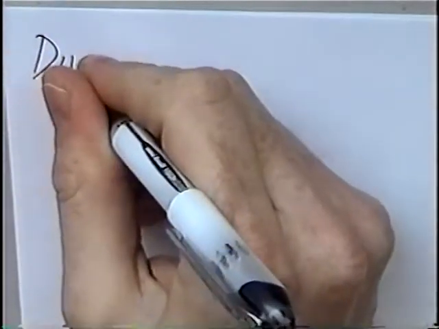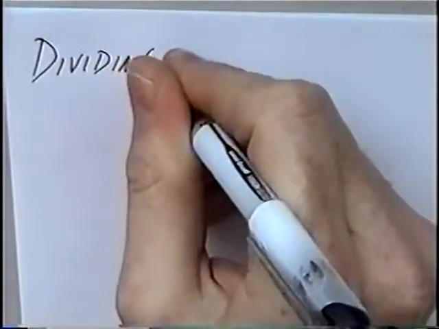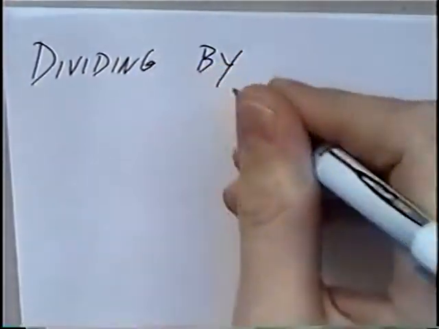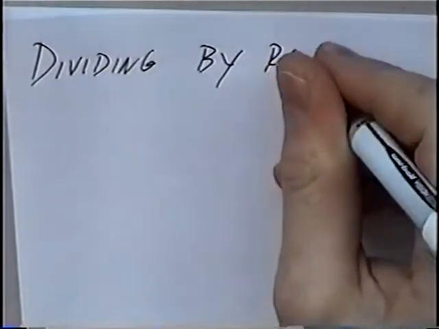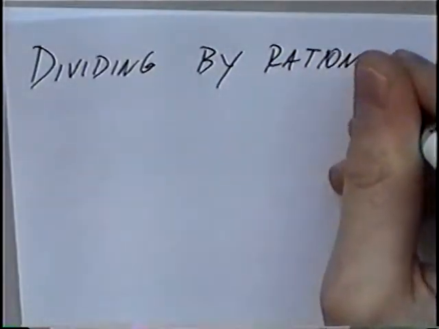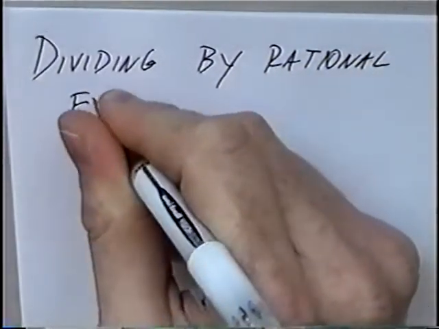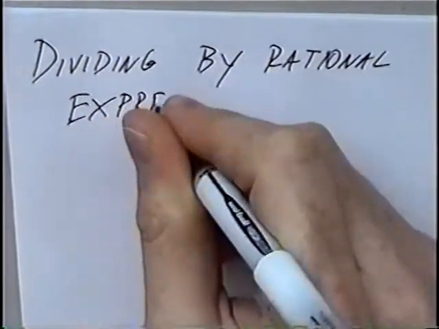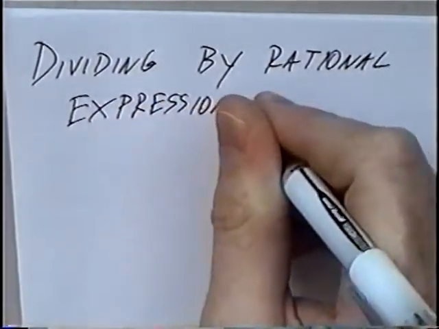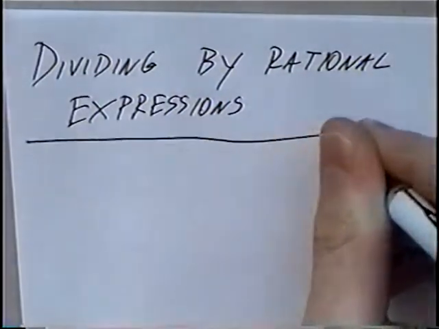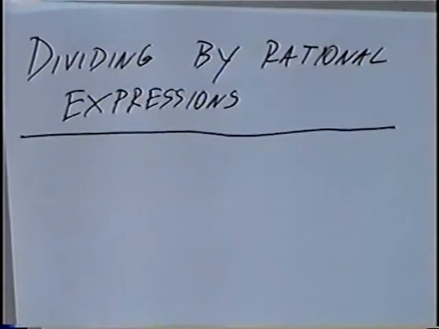Title of the first section today is Dividing by Rational Expressions. In this section, we'll divide rational expressions, which again are fractions with variables.